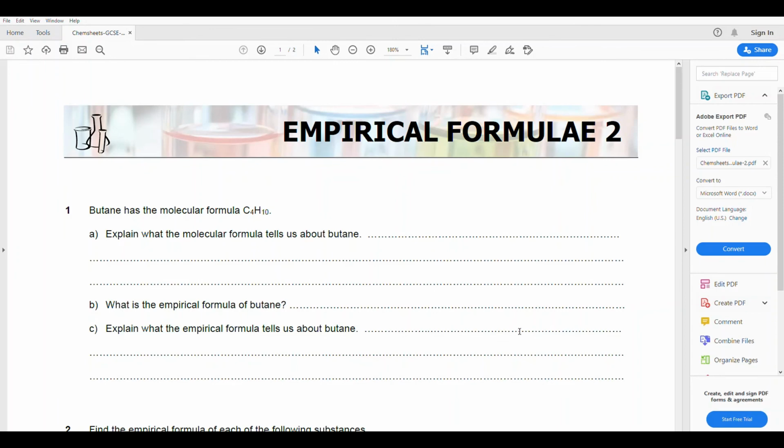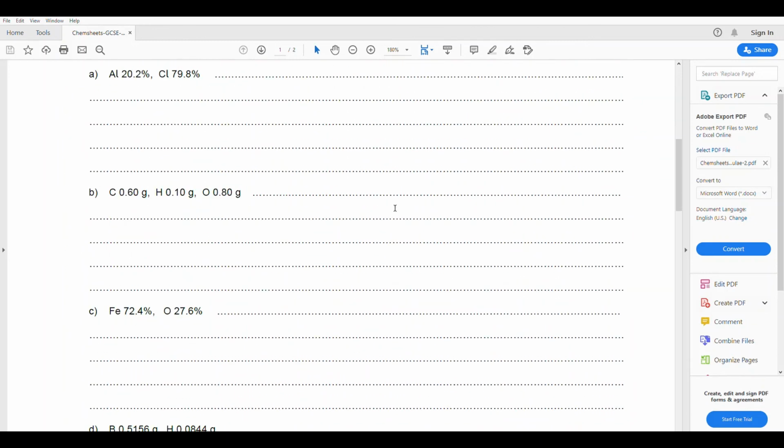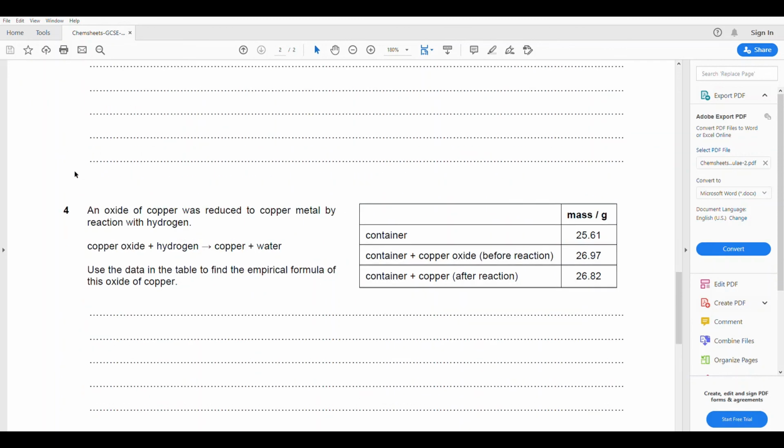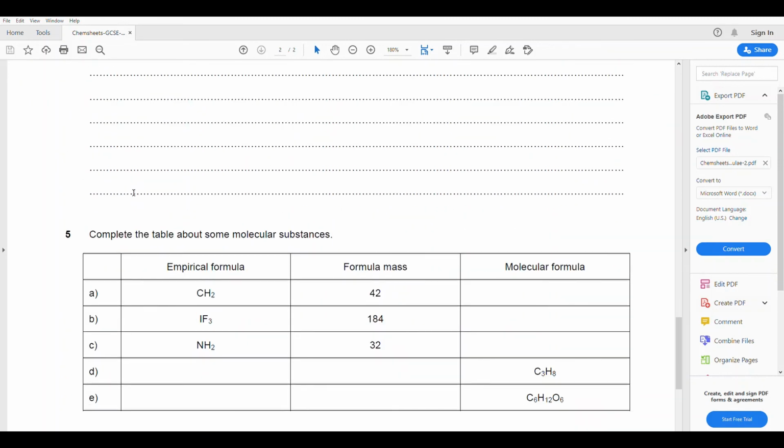Okay, just as a final from me, there is a second worksheet you guys can have a go at. It's Empirical Formula 2. These towards the end get a bit trickier actually and require a little bit more thought, particularly questions 3, 4 and 5.